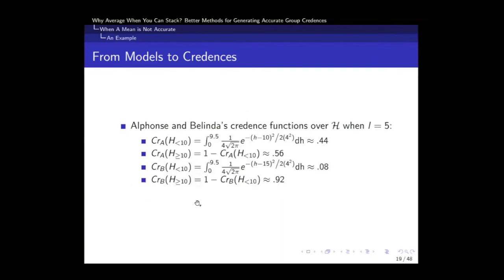So with that partition, we can take some integrals and derive from their signal noise models their credence functions over this binary partition H. And what you get is that Alphonse thinks that the probability that there's less than 10 hares observed in the forest is 0.44, and the probability that 10 or more hares are observed is 0.56. Belinda thinks her credence that less than 10 hares are observed in the forest is 0.08, and her credence that 10 or more hares are observed is 0.92, right?